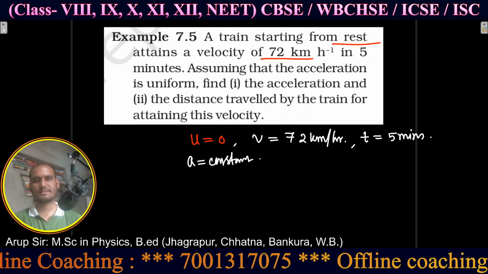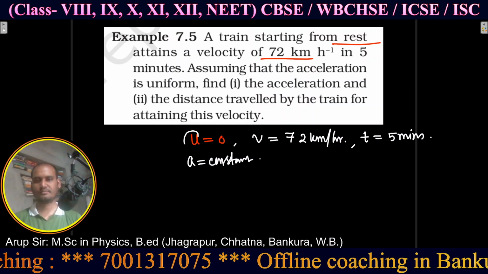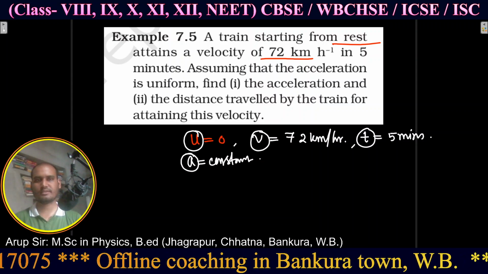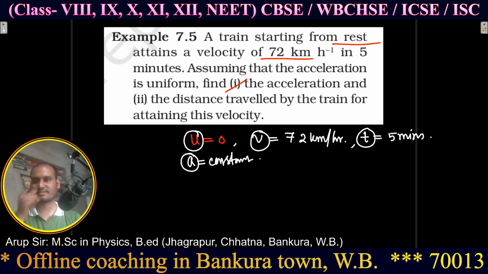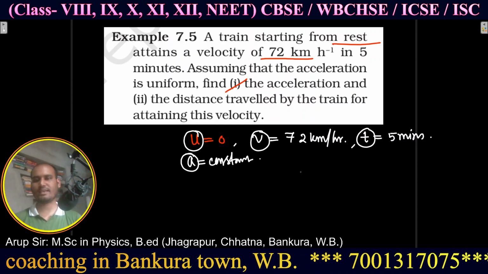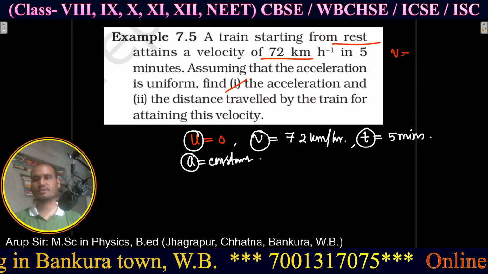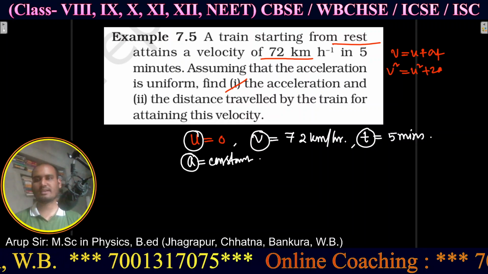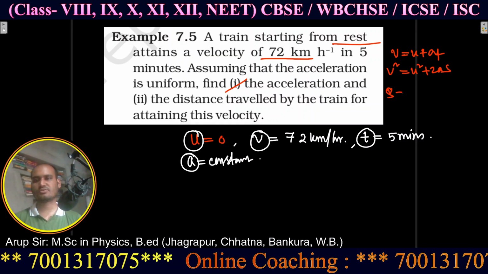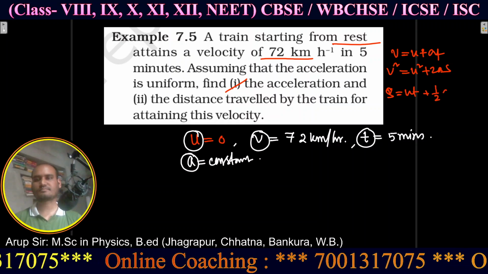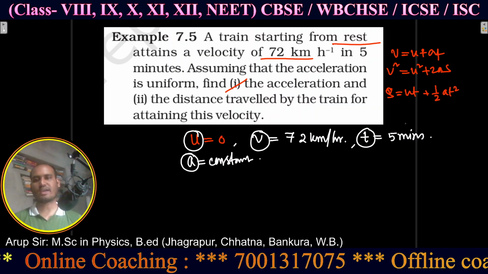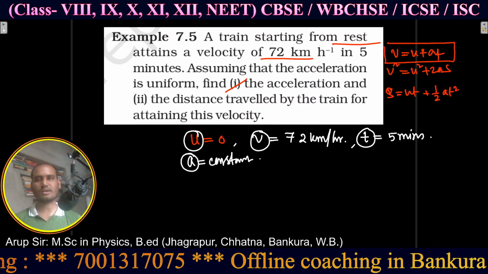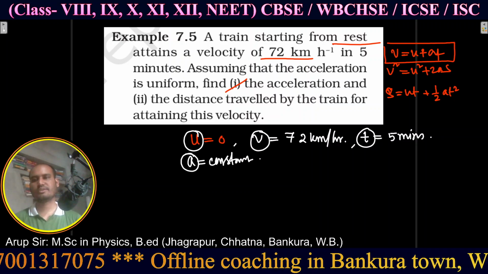So see, basically what are the things? U, V, A and T. For the first question, when you need to find the value of acceleration, for that case U, V, A, T are involved. Among these formulas, V equals U plus AT, or V square equals U square plus 2AS, or S equals UT plus half AT square, these are the basic three formulas. Among these three, these four parameters are present in this formula only, right? So we need to use this formula.